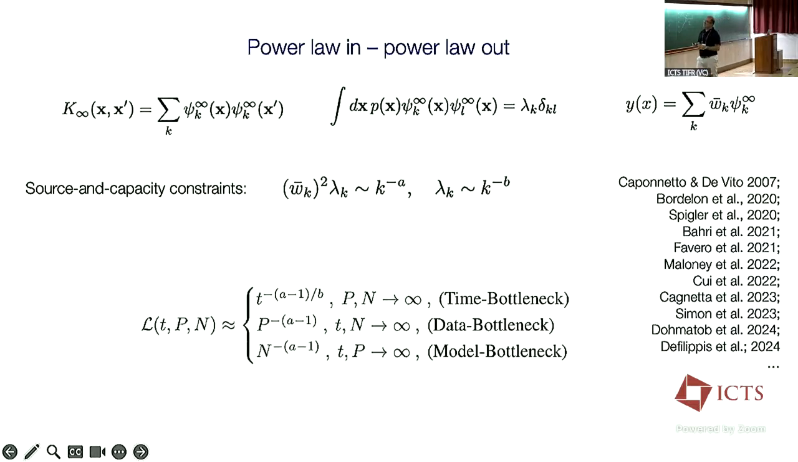Data bottleneck means if I took time to infinity and width to infinity, meaning I have a lot of parameters and all the training time I want, I'm just bottlenecked with data. As I keep more and more data, I get a power law in data. Again, the power exponent follows from here. And model bottleneck refers to the limit where I took training time and training data to infinity. So the only thing that bottlenecks me is my model's expressivity. Do I have enough parameters? In that case, I get a power law as I keep adding more and more parameters. I'll give you a very simple heuristic to derive these equations in a second.